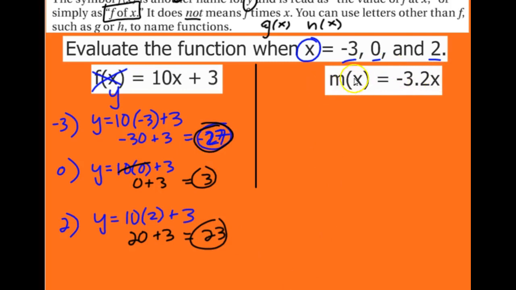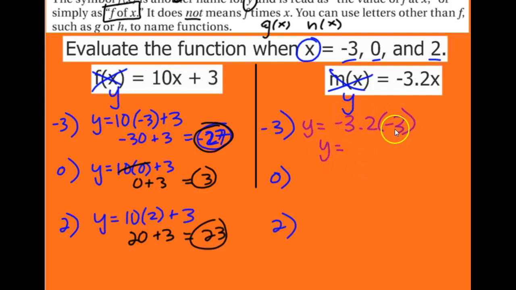We're going to do the same thing over here with this one. Instead of f of x, it says m of x, which is still a fancy way of just saying y. We're going to plug in those same 3 numbers, -3, 0, and 2. So first it says y equals -3.2 times x, which is -3. I know a negative times a negative is going to make a positive. If I multiply this by 3, well, 2 times 3 is 6, and 3 times 3 is 9, so it should give me 9.6.